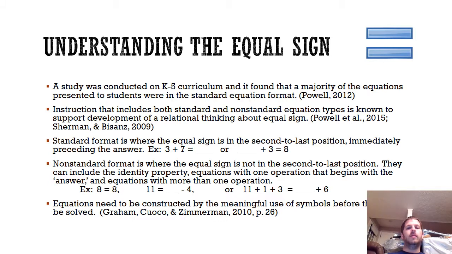Non-standard formats is where the equal sign is not in the second to last position. They can include the identity property, equations with one operation that begins with the answer, and equations with more than one operation. Some examples are 8 = 8, 11 = blank - 4, or 11 + 1 + 3 = blank + 6. Equations need to be constructed by the meaningful use of symbols before they can be solved.